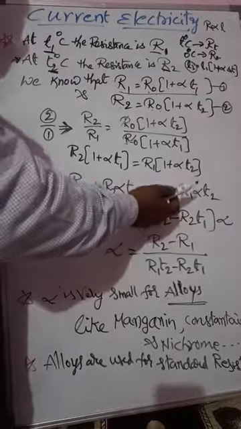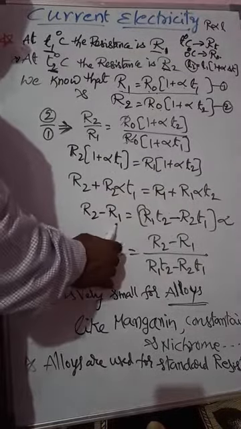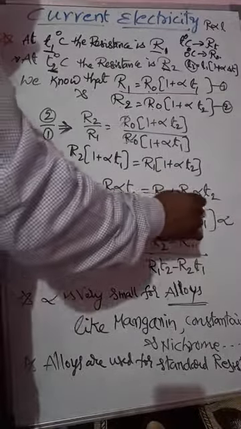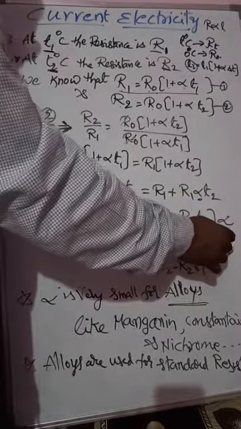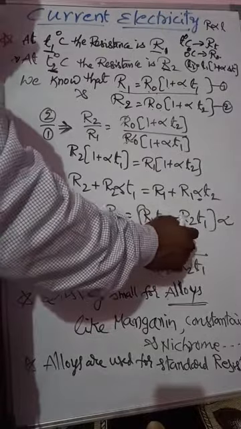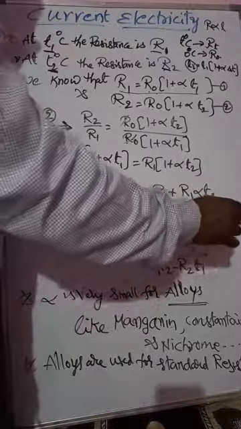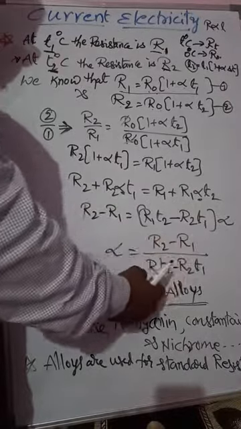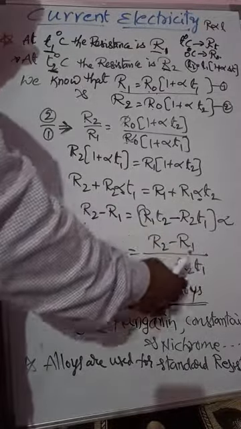Okay. Now this R1 will take this side, R2 minus R1. This one take this side. Here alpha and here also alpha, both take out common. Then R1 T2 minus R2 T1 into alpha. Now alpha equal to, this one take this side, then R2 minus R1 by R1 T2 minus R2 T1.